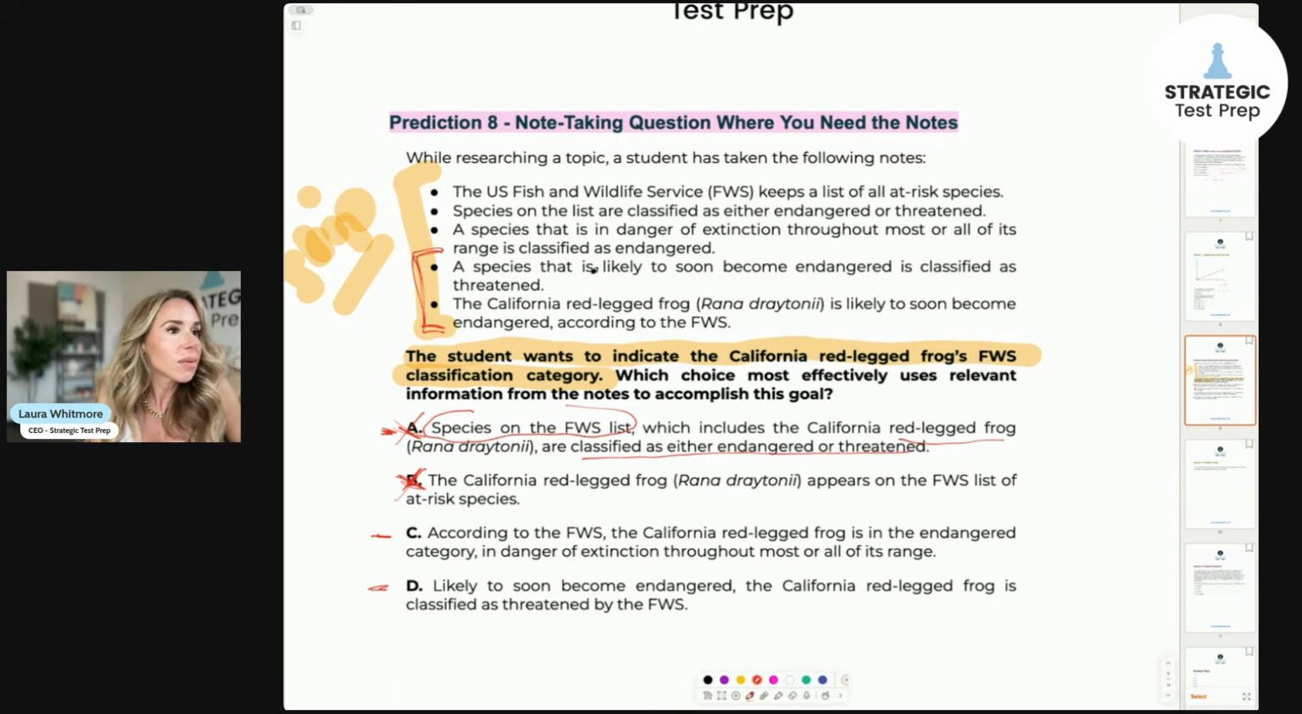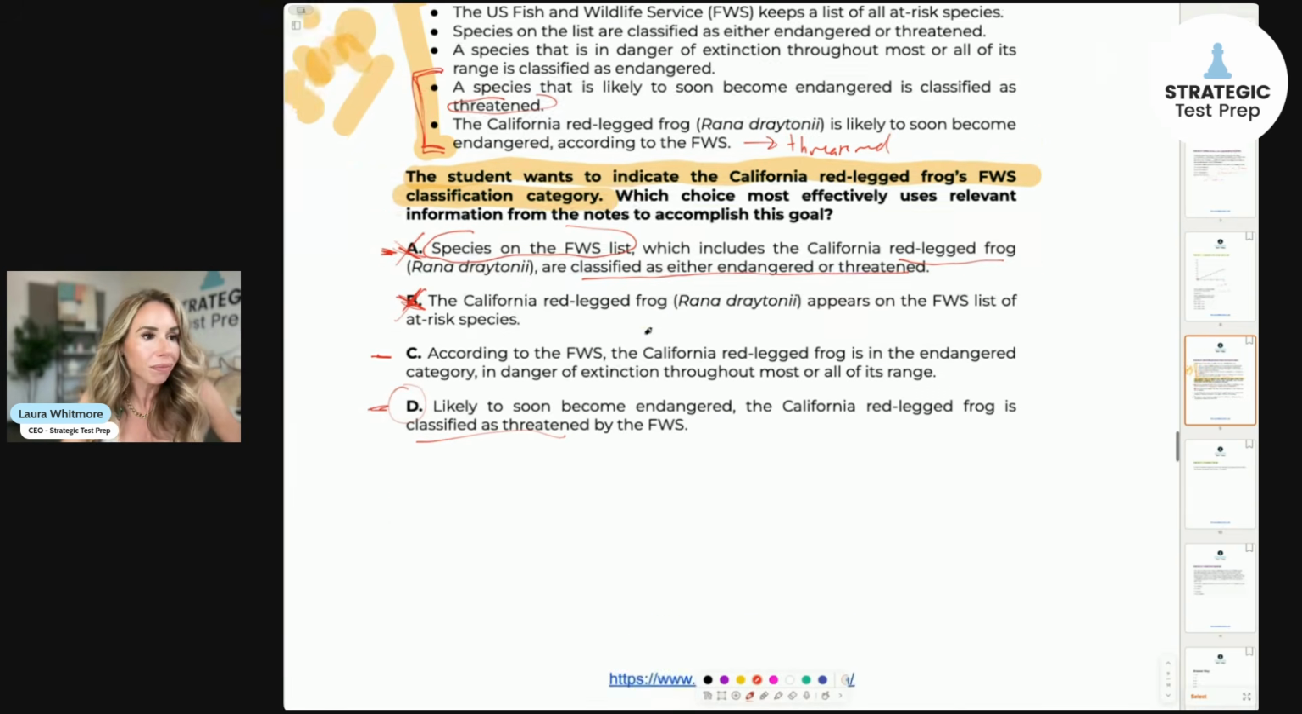It says a species that is likely to soon become endangered is classified as threatened. The California red-legged frog is likely to soon become endangered. So that means it's threatened, based on the bullet point right before it. So we're going to pick D. It's classified as threatened. So one of the answer choices won't be true to the notes. The other will. Sometimes you need to do a tiebreaker with 3 answer choices. Just be prepared to go to the bullet points.